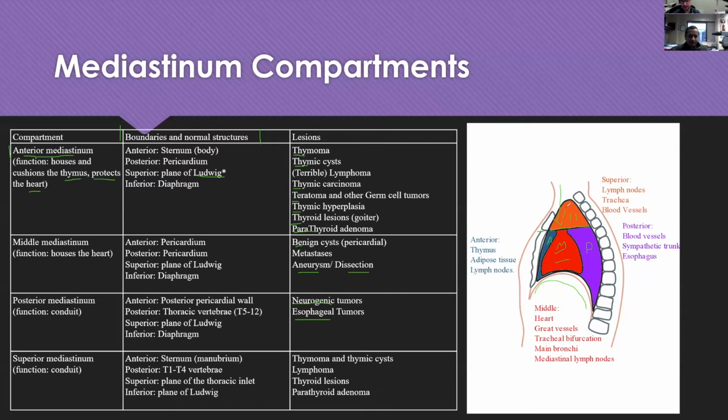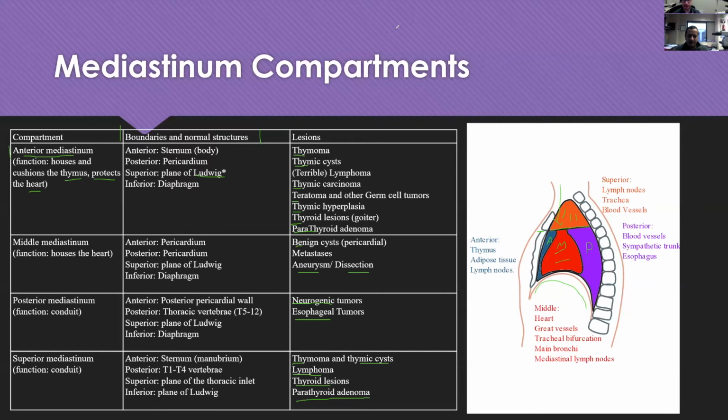And then last but not least, the superior mediastinum, which is on top. You can get many of the similar things as the anterior. So you can get thymomas and thymic cysts. You can also get lymphomas in the space, and then often thyroid lesions, right? Because this is the place that would most commonly get these mediastinal goiters extending down, as well as these parathyroid adenomas.